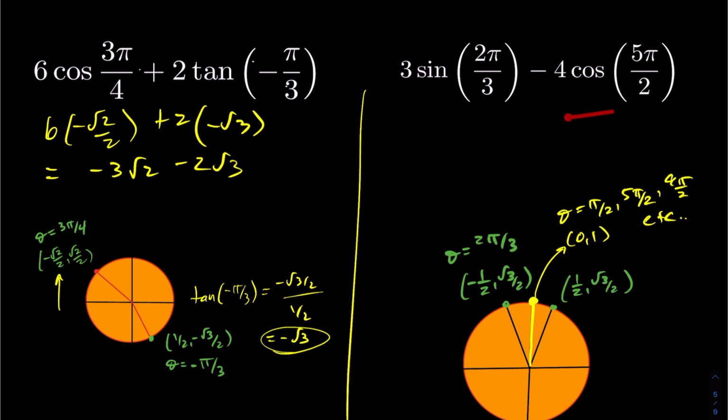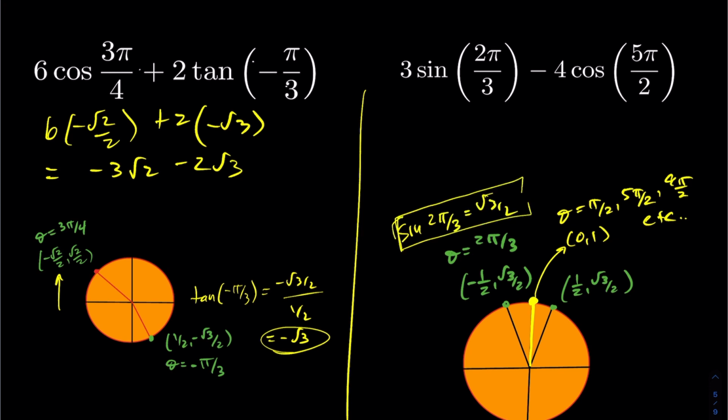All right, let's take a look at the next question. Now our focus is at 2 pi over 3 and 5 pi over 2. For 2 pi over 3, you see this is our first cut of pi over 3, and then this will be 2 pi over 3. So it's the same point, just reflected in the y-axis. I'm looking for sine, so the sine of 2 pi over 3 must equal root 3 over 2.